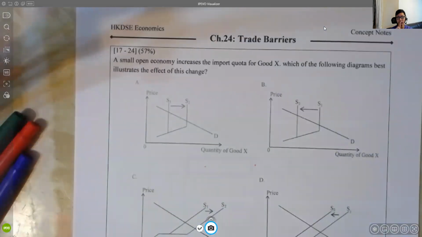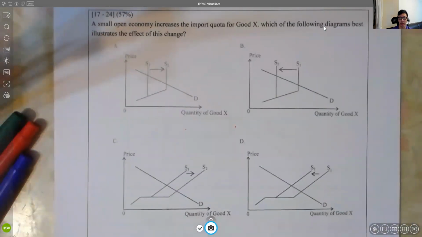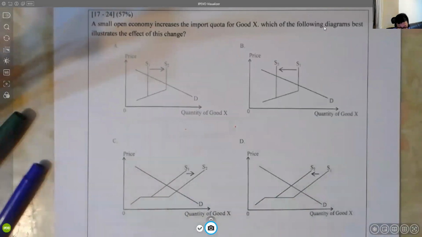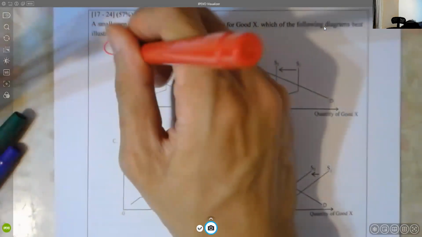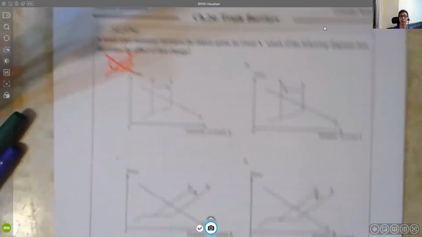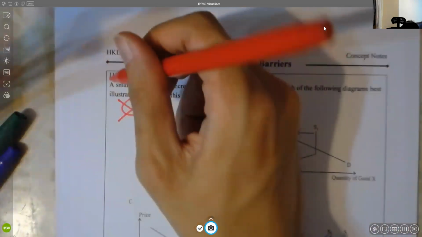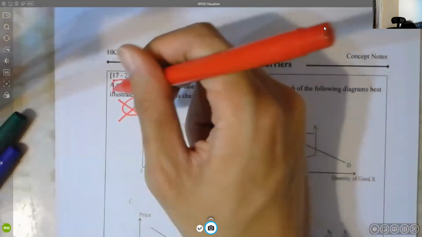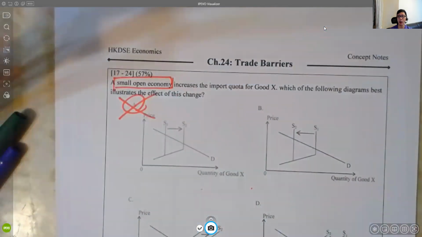好啦，嗱 this one. 57% for whatever reason. It says a small open economy increased quota. Which of the diagram should be the answer, right? 你估呢條啲人錯咩啦？Okay, I think a lot of people will be answering A.